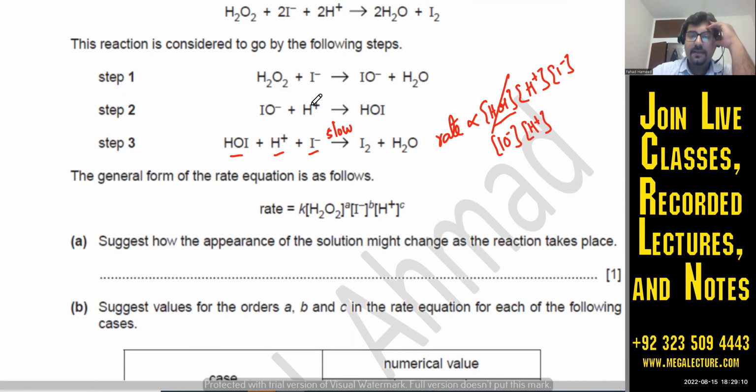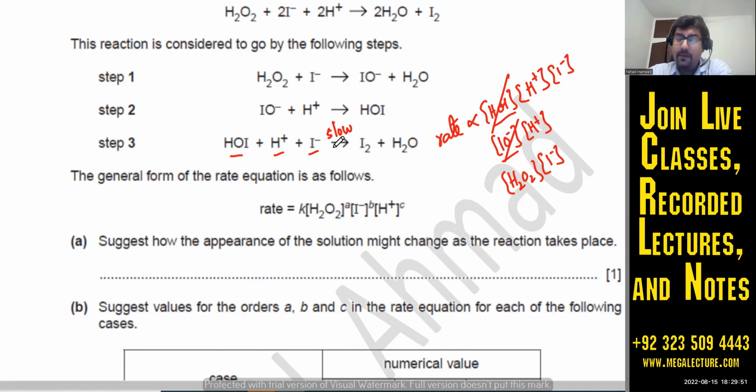Then if I look at the rate equation, I'll notice that IO minus one is an intermediate. IO minus one was formed in the first step, and IO minus one itself is dependent on I minus one and H2O2. So I'm going to replace that with H2O2 and I minus one. So that's my overall result. I'm going to combine all the terms, and that's going to give me the overall order.